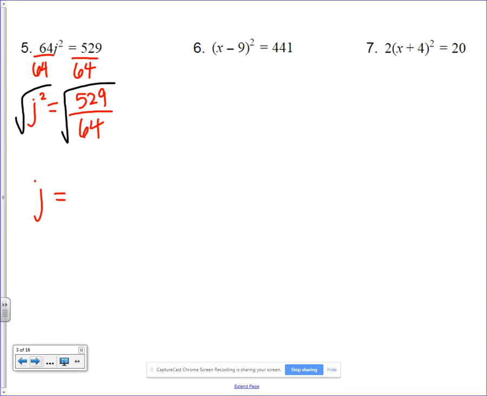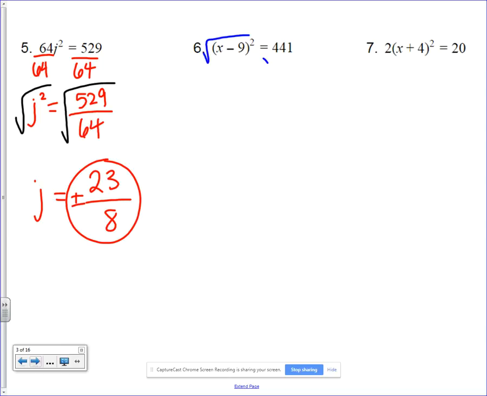So what's the square root of 529? Perfect square, right? What's the square root of 64? So this will be plus or minus 23 over 8. And again, your calculator would do that for you. Okay, but easy enough just to do it that way. Okay, how about number 6? What do you think?